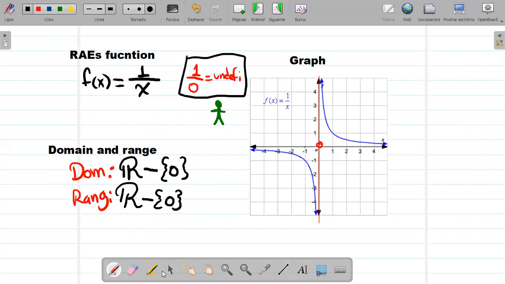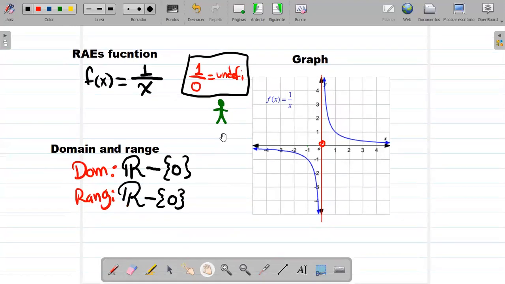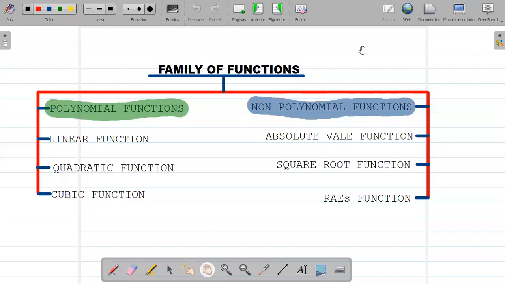Okay. So again, what was the main idea of all this topic? Just keep in mind the characteristic of each of the functions, okay? So we will see that and we will conclude with this, today's class. So here we have the family of functions we studied, and let's start with the polynomial ones.